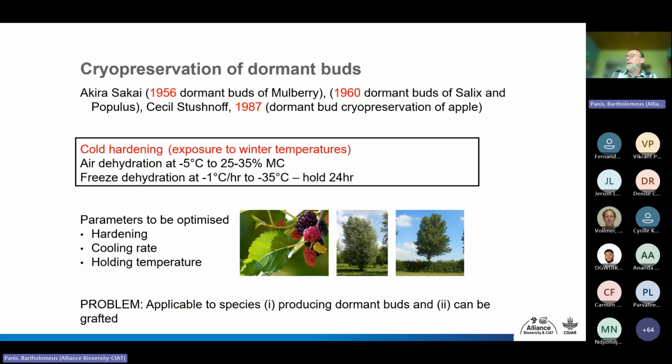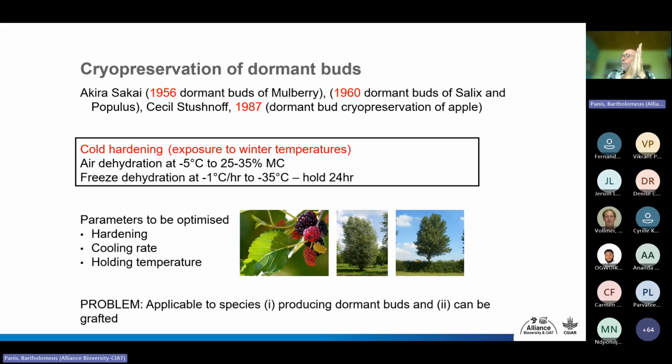So what is that? In fact, you isolate dormant buds during winter in temperate regions. They are exposed to cold. Then you do some dehydration in the air and also freeze dehydration. And then you plunge them in liquid nitrogen for storage. So you need to optimize some parameters.